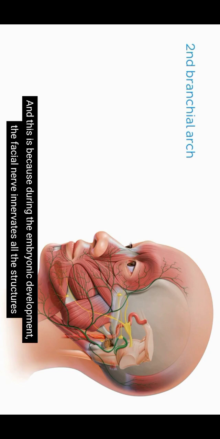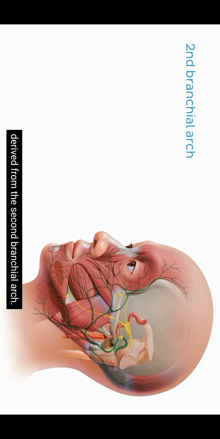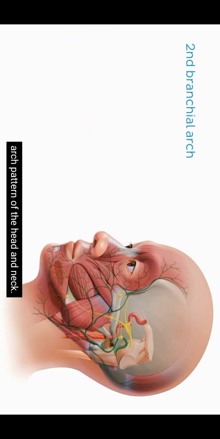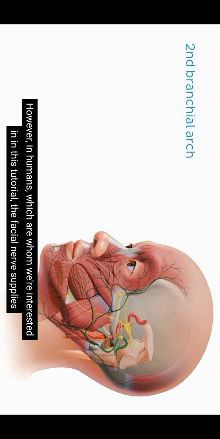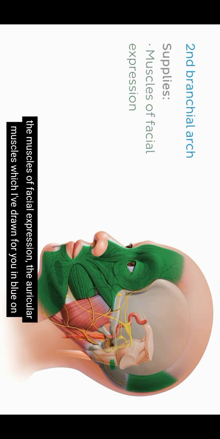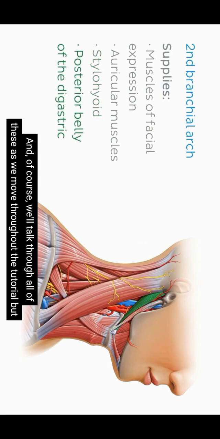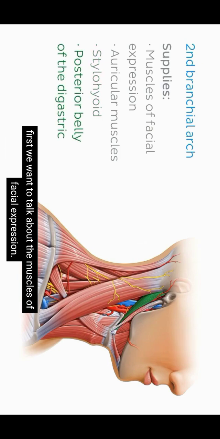And this is because during embryonic development, the facial nerve innervates all the structures derived from the second branchial arch. The term branchial originates from the gills of fish, and also expresses the developmental arch pattern of the head and neck. However, in humans, whom we're interested in this tutorial, the facial nerve supplies the muscles of facial expression, the auricular muscles, which I've drawn for you in blue on this image, the stylohyoid muscle, and the posterior belly of the digastric. Of course, we'll talk through all of these as we move throughout the tutorial, but first we want to talk about the muscles of facial expression.